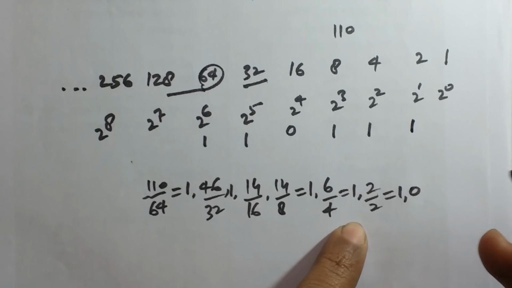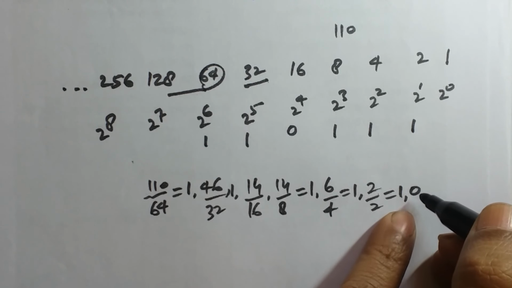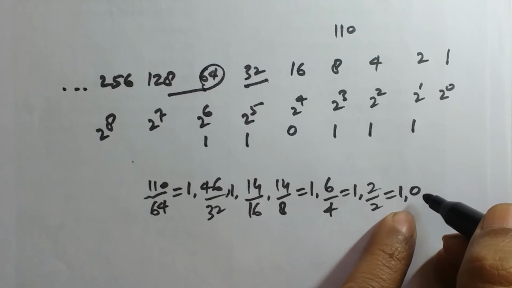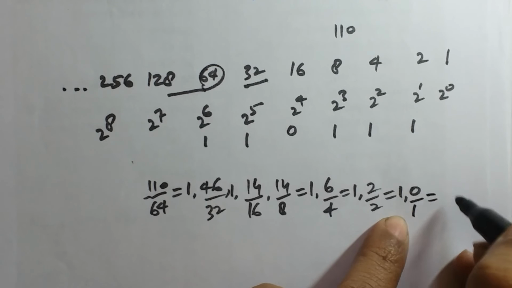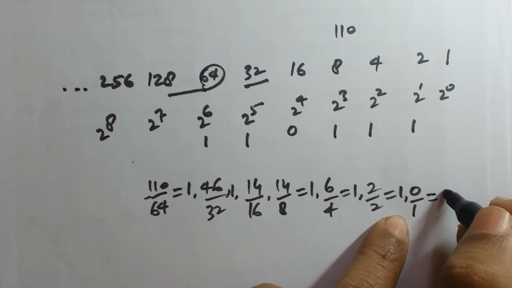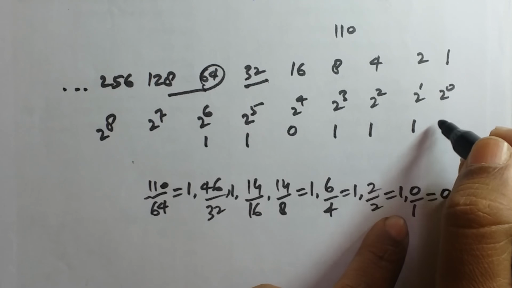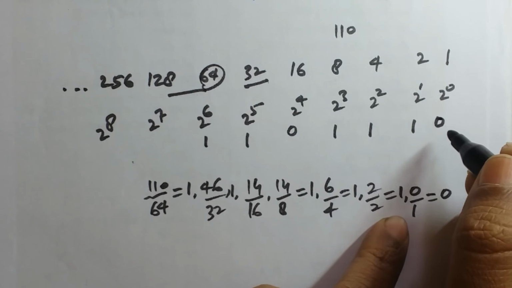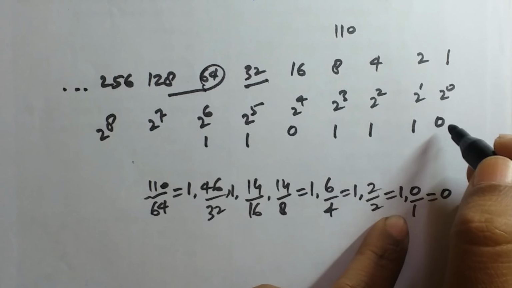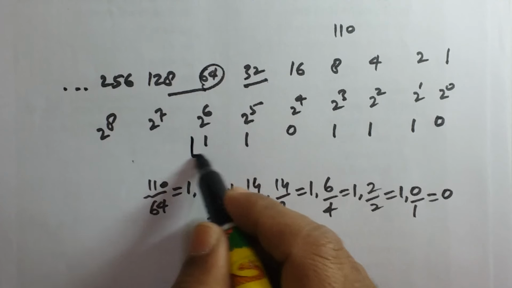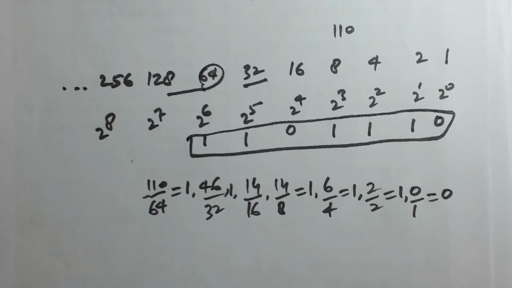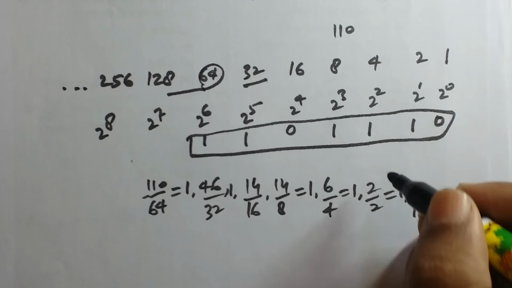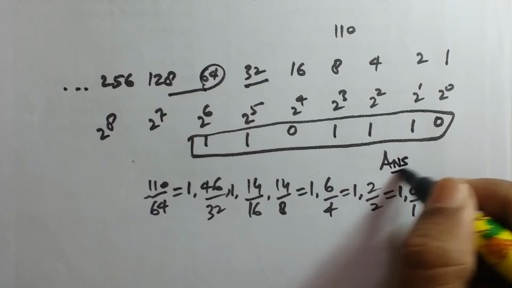So we write 1 here and the remainder is written here. Again we divide the remainder by the next number. The next number is 1, so we divide this remainder by 1. We are not able to divide it, so we write 0 below this 1. So we got the number 11011110. That is our binary number, our answer.